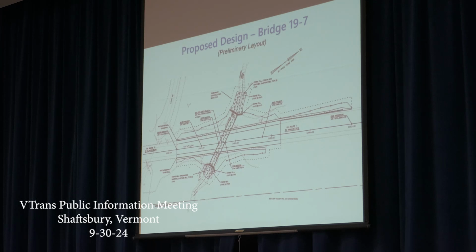19.7, very similar situation, except we do have guardrail in this area. So we have reevaluated to make sure that the guardrail meets standards, and extended it where needed on the north side. Very small footprint on Route 7, similar to 19.5. We have a little bit more channel work on the upstream and downstream to blend the wider structure into the existing channel upstream, downstream.